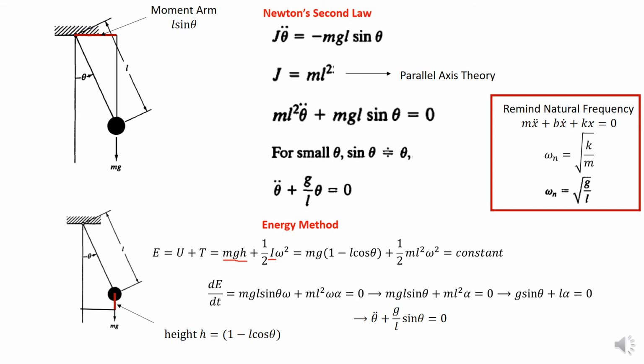Let's see, assume this whole term is L. And then, L and cosine of this term. This part will be L cosine theta. Okay.